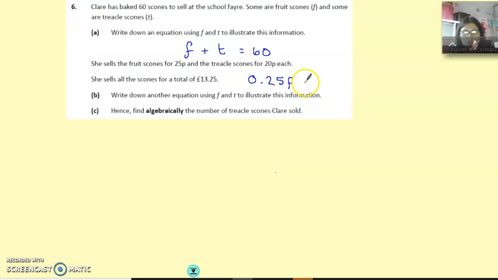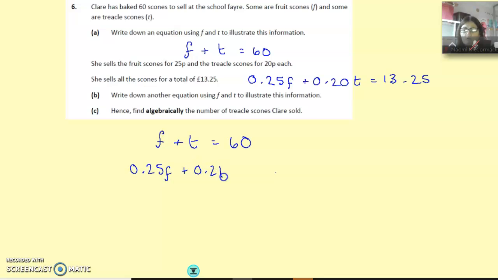20 pence, which again I'm going to change into pounds, for a treacle scone, and altogether that makes £13.25. So I want to find the number of treacle scones that Claire sold, so I want to find T. So F plus T is equal to 60. 0.25F plus 0.2T is equal to £13.25.